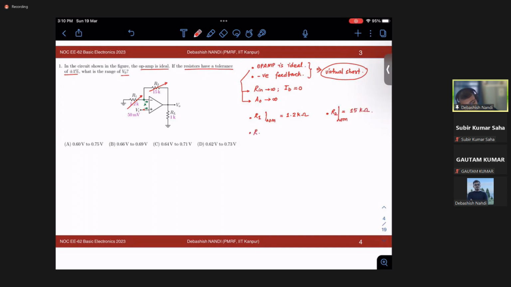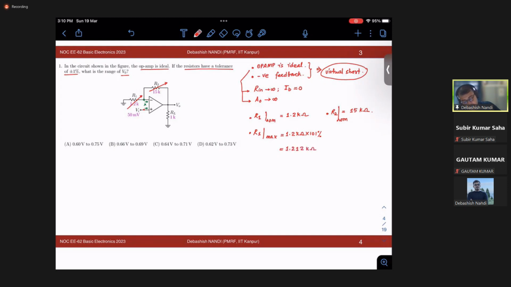The maximum R1 will be nothing but this into 101%, because 1% tolerance is there. So that means this comes up to be 1.212 kilo ohm.